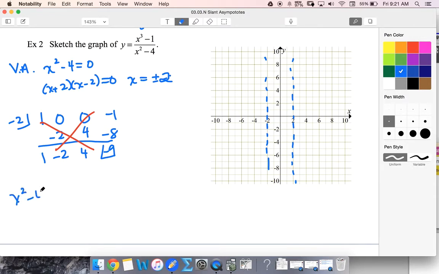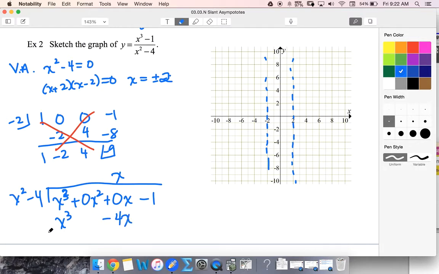We've got x squared minus 4 dividing into x cubed plus 0x squared, 0x, minus 1. x squared times x equals x cubed, minus 4x, lining everything up. Draw the line, change the signs. 4x. x squared times nothing will give me 4x. So that means that my function y has turned into x plus 4x over x squared minus 4.